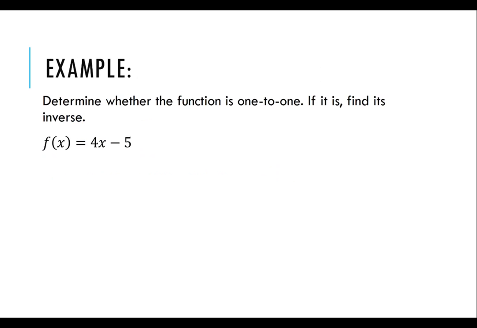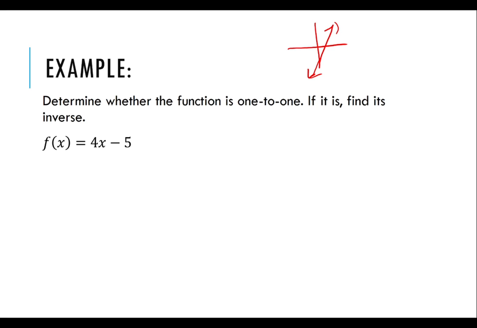So let's do this. First, let's determine whether the function is one-to-one. In general, a graph is the safest way to figure out if it's one-to-one. If I were to do a quick sketch of 4x minus 5, it looks something like this. That is a one-to-one function, so yes, it's one-to-one.